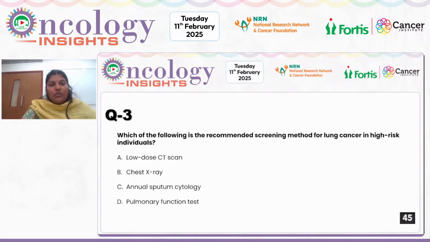Question 3 of round 2. Which of the following is the recommended screening method for lung cancer in high-risk individuals? A, low-dose CT scan. B, chest X-ray. C, annual sputum cytology. And D, pulmonary function test.